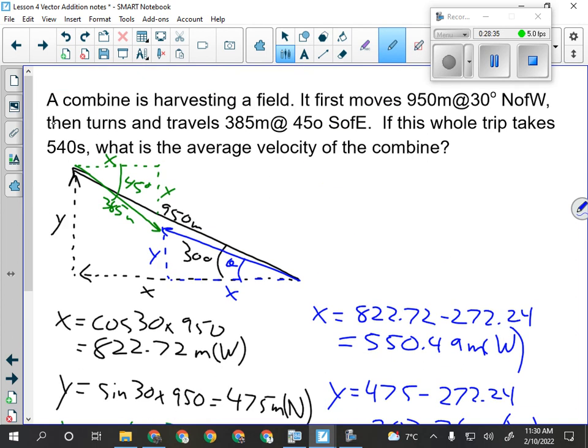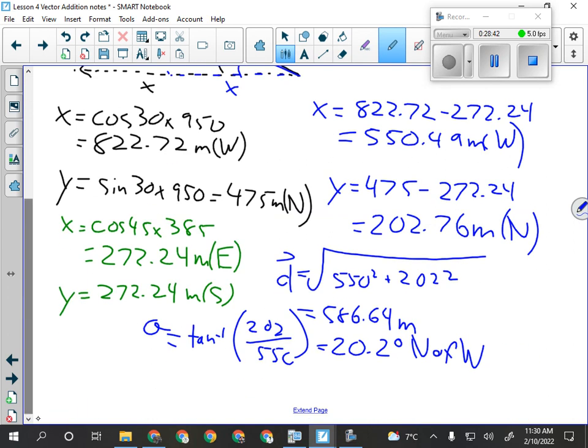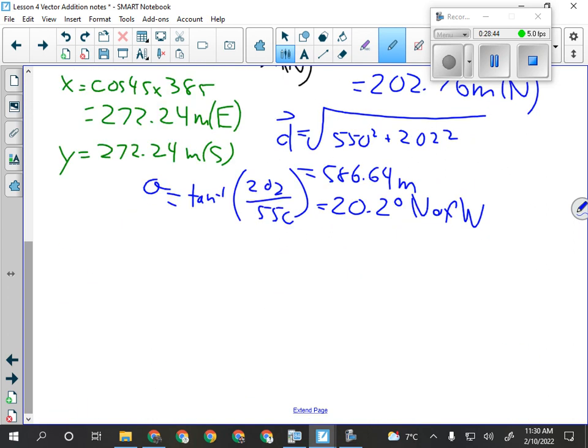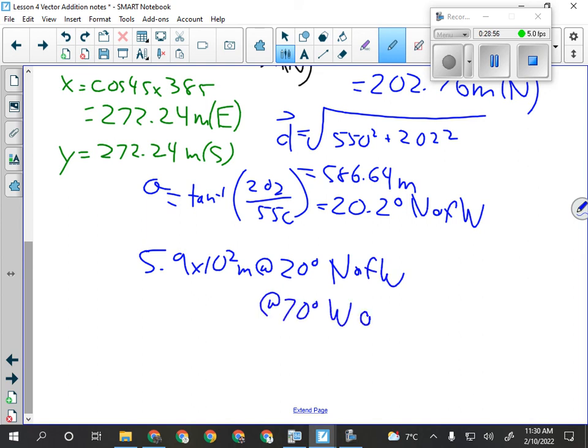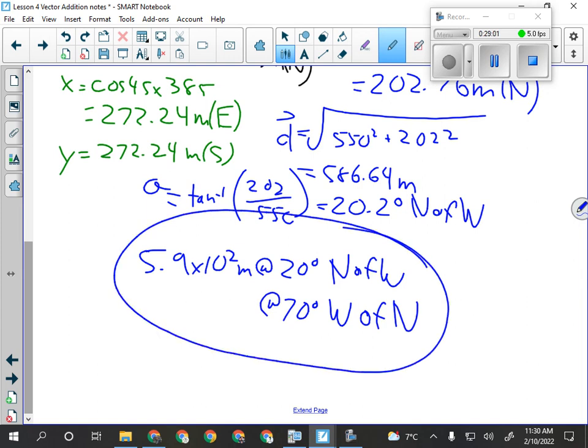All right, we're looking back at our question here. My final answer should have how many significant digits? 2. So we're looking at then 5.9 times 10 to the 2 meters at 20 degrees north of west, or at 70 degrees west of north if the triangle was drawn the other way. All right, like I said, that would be as tough as they would get. Most involved. Diagrams most important.